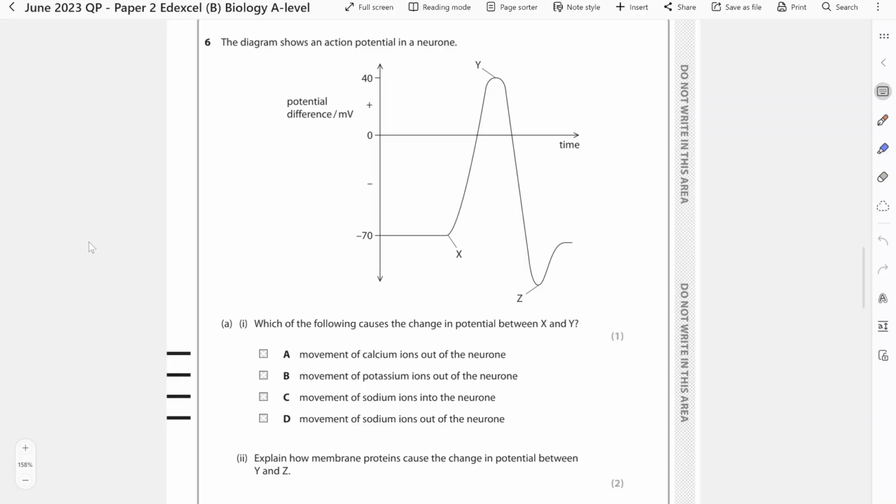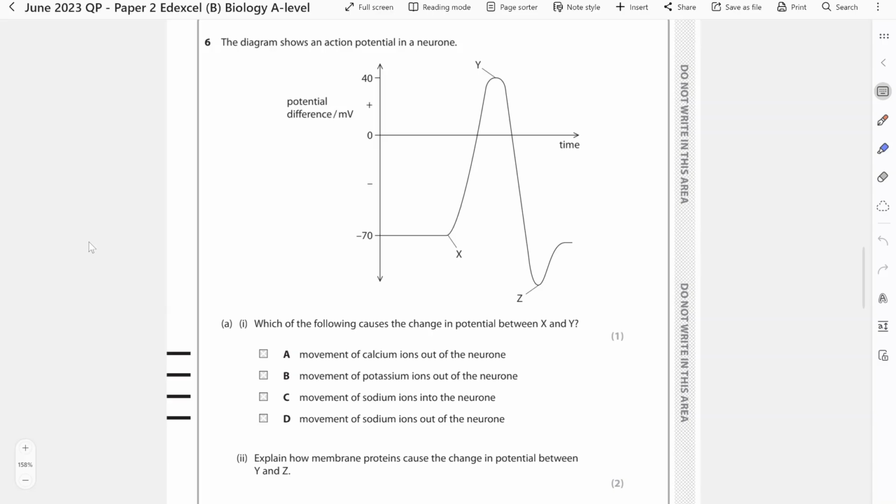Hi everyone, this is part 2 of the June 2023 paper 2 biology A-level past paper. This is the syllabus Biology B. So part 1 covered questions 1 and 5, and now part 2 covers the rest of the questions. Starting off with question 6.